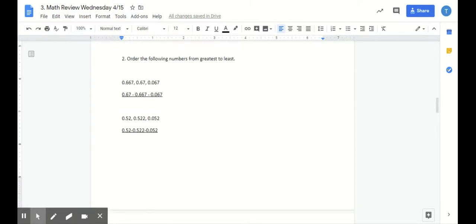I was supposed to order the following numbers from greatest to least. I ordered all of them from greatest to least. And I also did this by thinking of if I were to line them up from the decimal point and beyond, what would be greater? So I know for my first one that 67 hundredths is more than 667 thousandths because my 7 in the hundredths place is more than my 6. Okay? In the hundredths place in the second one.